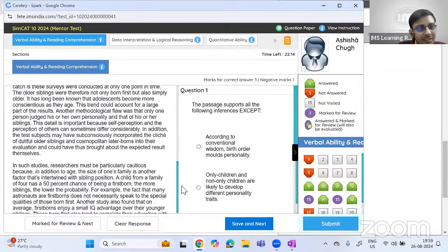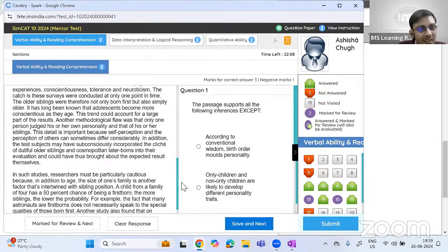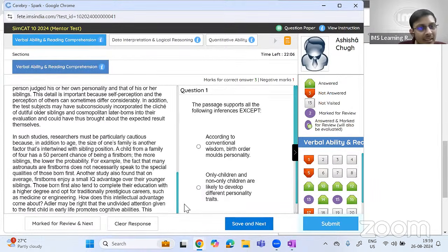Test subjects may have subconsciously incorporated the cliche of dutiful older siblings and cosmopolitan later borns, and could have brought about the expected result themselves. Okay. Such studies, researchers are particularly cautious because in addition to age, size of family is also a factor that's intertwined. Okay, age and size of the family.